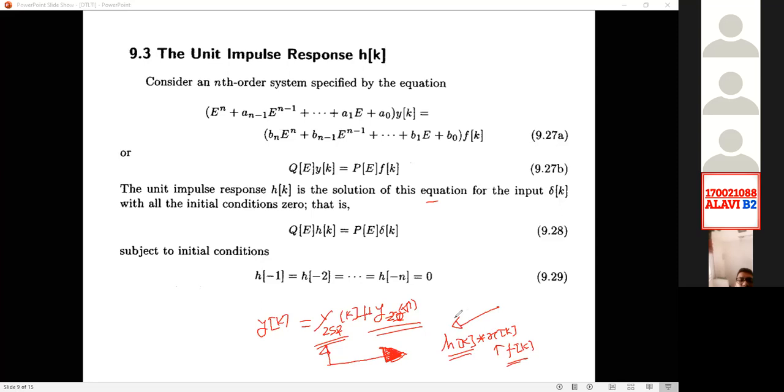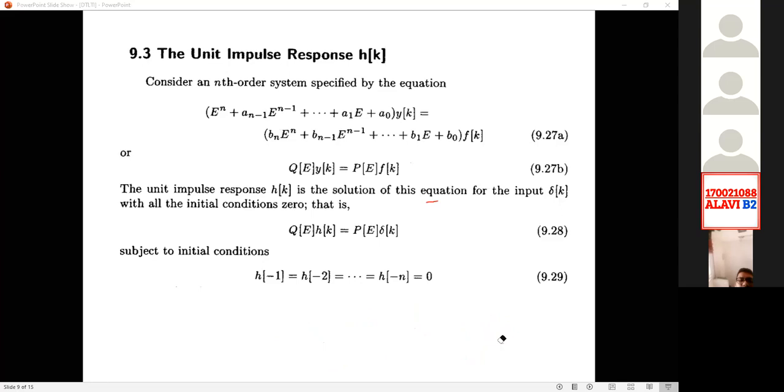How to do that? We have two ways. One, we can calculate it recursively, or we can calculate it in a closed form. But the idea is very simple. It will come from the general form of your difference equation.